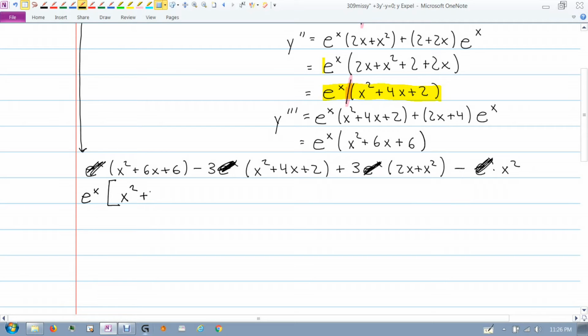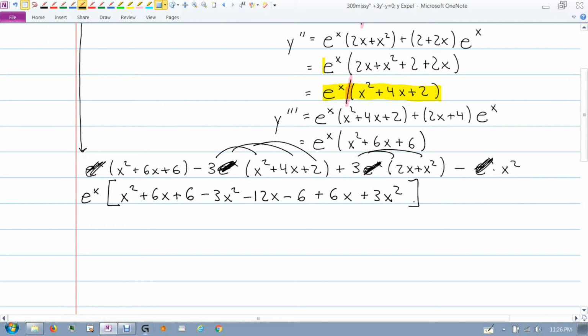So x squared plus 6x plus 6, and then I have to take that negative 3 and pass it. So minus 3x squared minus 12x minus 6, and I have to pass a 3 through here, so plus 6x, and then plus 3x squared. Now all of that in there better be 0. Ooh, that doesn't look like 0. I'm missing something.